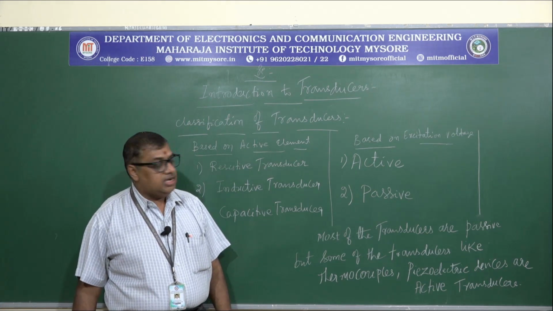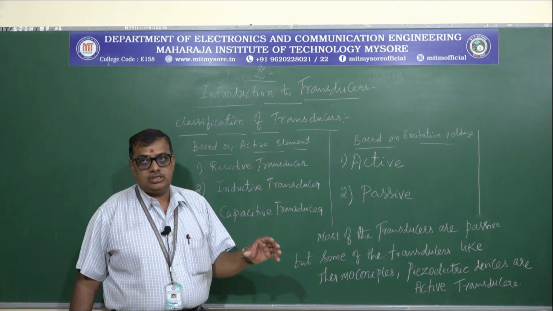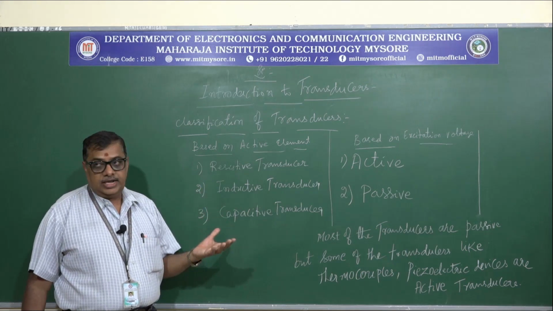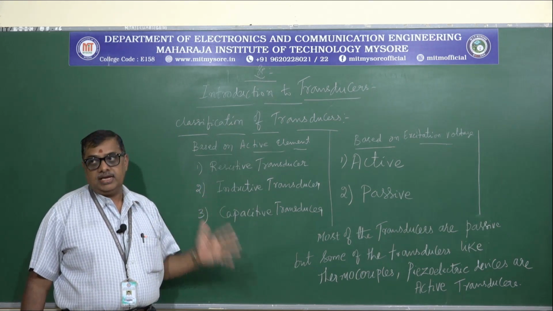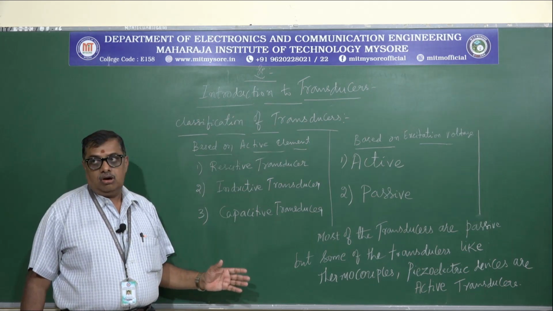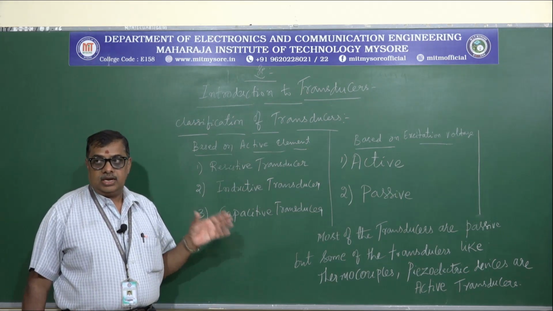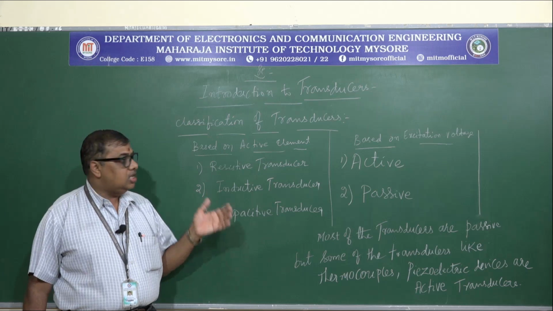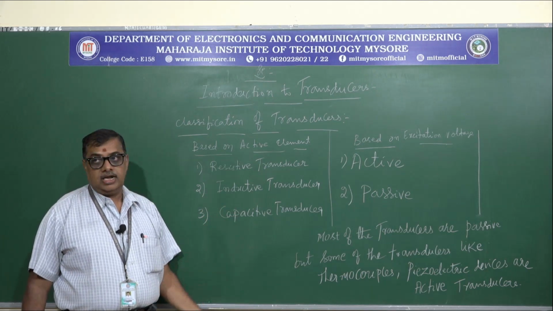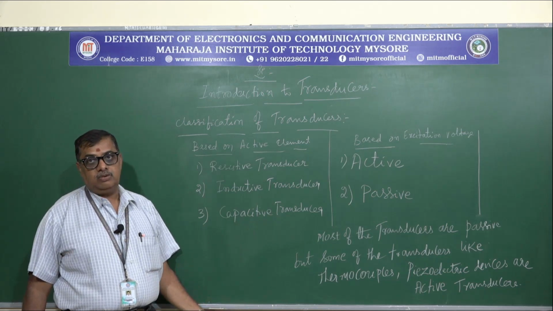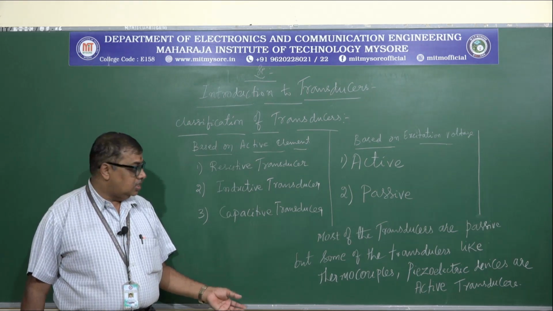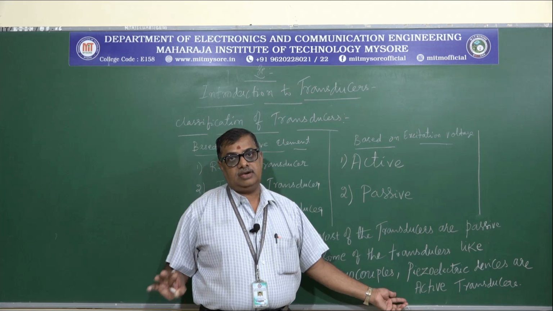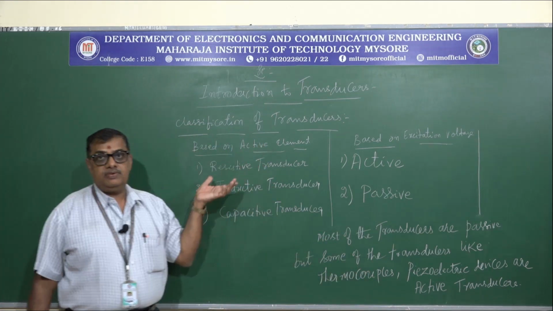So let us understand what is meant by excitation voltage. Some transducers, for their working, need an external supply in the form of voltage. Those transducers are called passive. Most of the transducers are passive transducers, because for their working they require external voltage. We call it the bias voltage. We have to supply that bias voltage, then only they can work. But there are some transducers which work without the excitation voltage. They are called active transducers. Some of the transducers like thermocouples and piezoelectric devices are called active transducers. So this is about the classification of transducers.